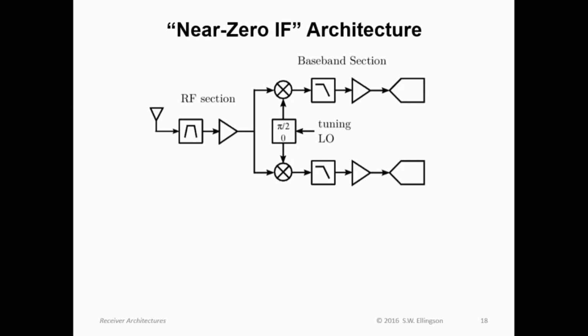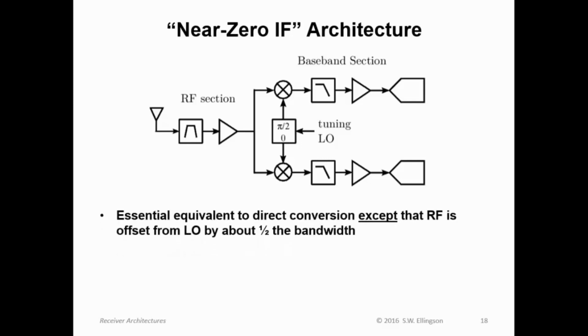If you look at this, it looks very similar to direct conversion. The difference is that the RF is offset from the LO by about half the bandwidth. So instead of going from RF directly to DC, instead you put the signal here, just above DC. So all the problems that we have around DC, including the LO tone jammer, are down here, whereas most of the signal's up here. So that's a near zero IF architecture.